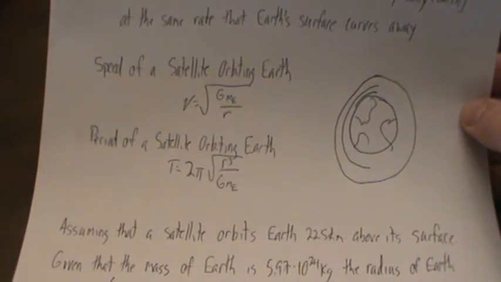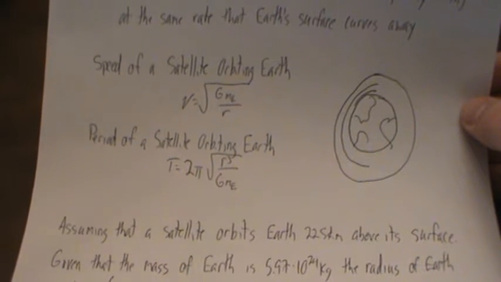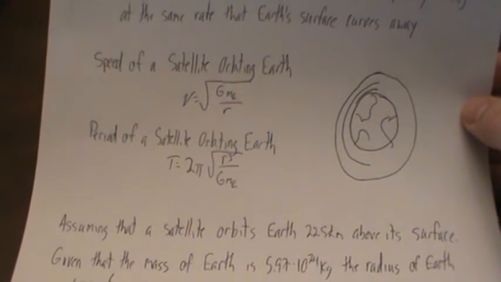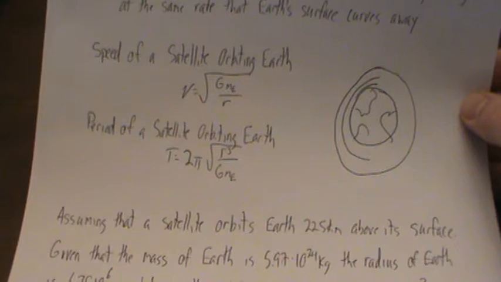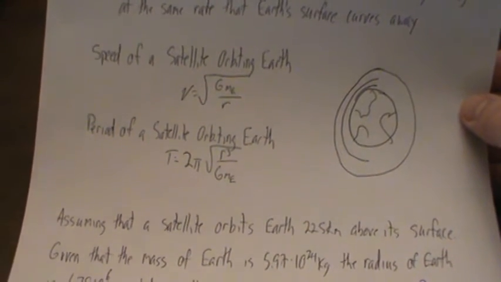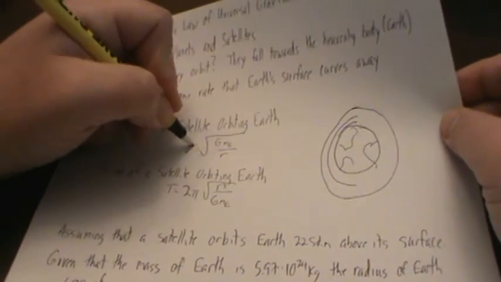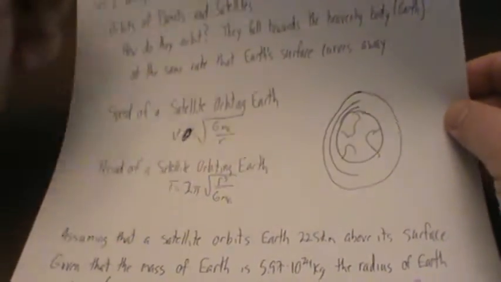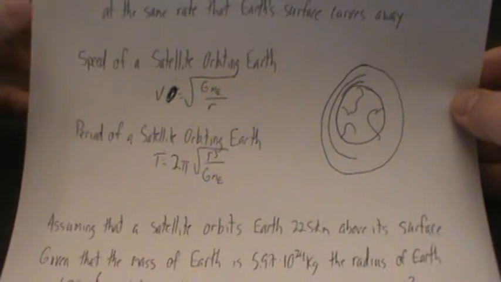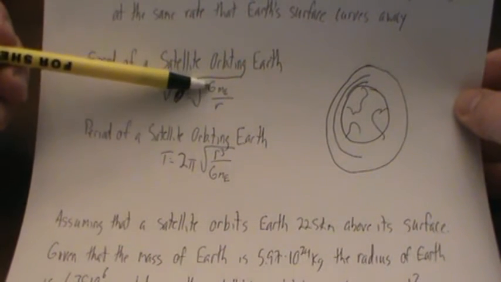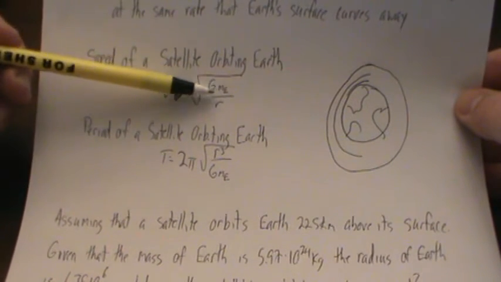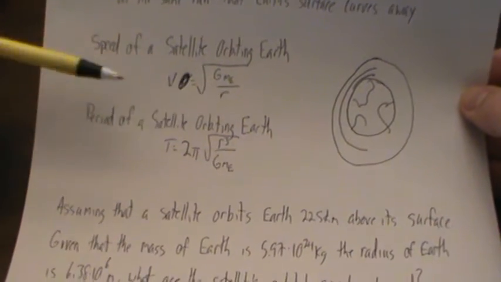And the way that we can calculate the speed of a satellite orbiting Earth, or honestly any heavenly body, if we know the mass of the heavenly body, is to use this formula. Velocity, v, is equal to the square root of our gravitational constant times the mass of Earth over the radius.